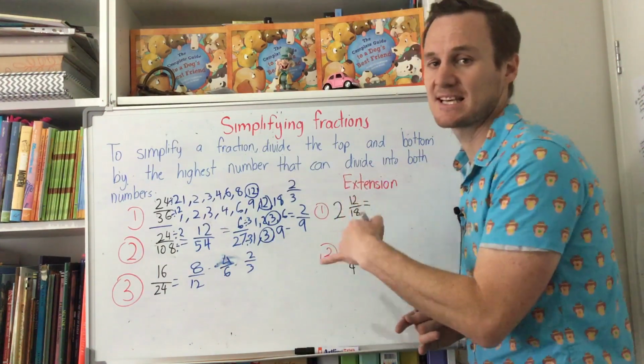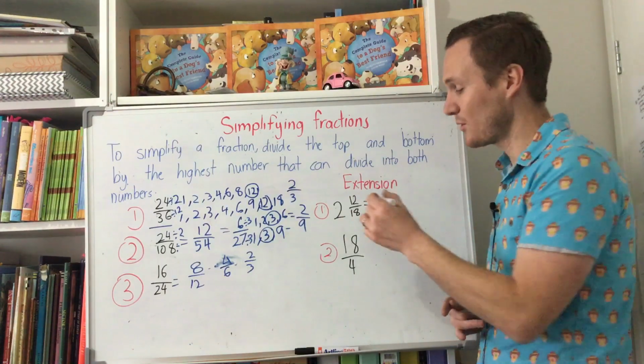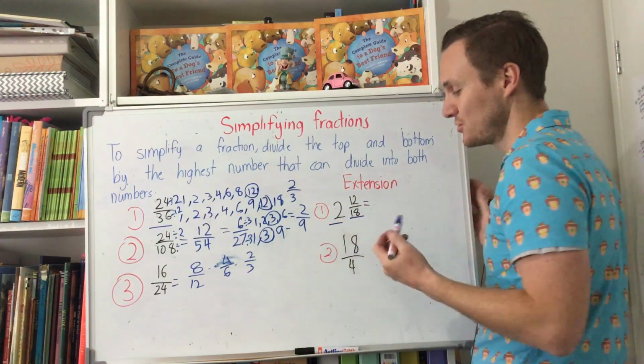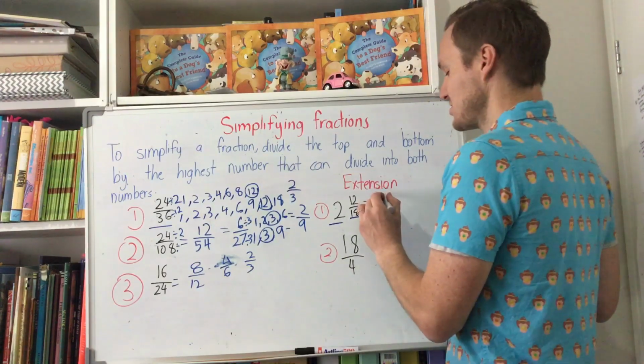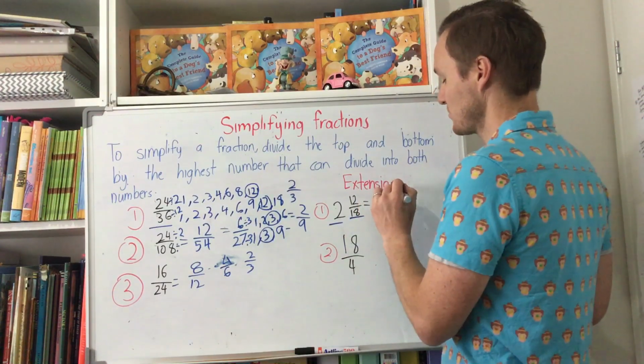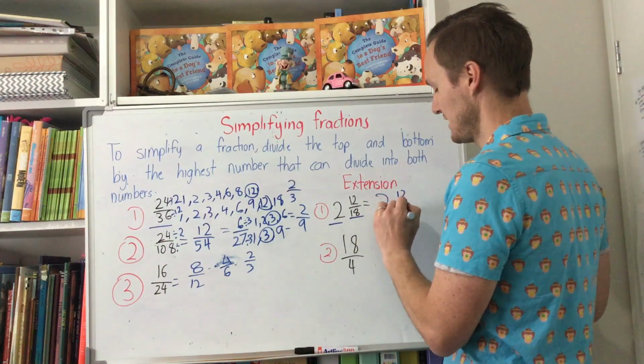Now let's go across to the extension section for today and talk about what we do if we have a mixed fraction. Okay, so if we have a mixed fraction like 2 and 12 over 18, my suggestion would be leave the 2 whole numbers as it is. Don't try to change the whole at all. Let's just work on the fraction. So the fraction would be 12 over 18.